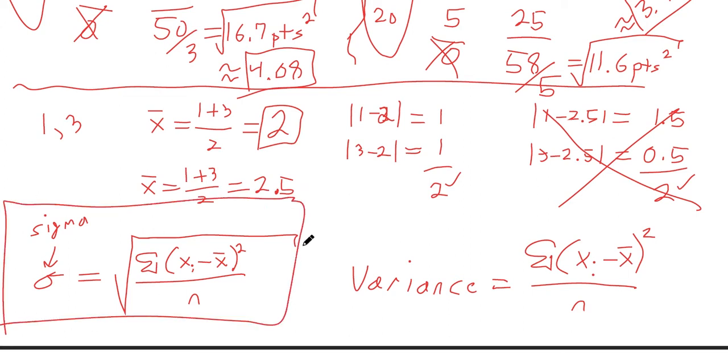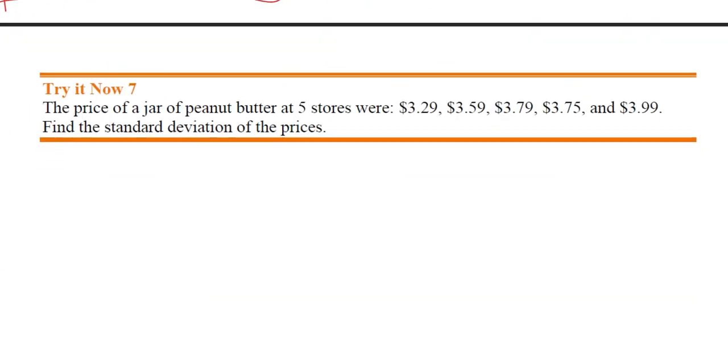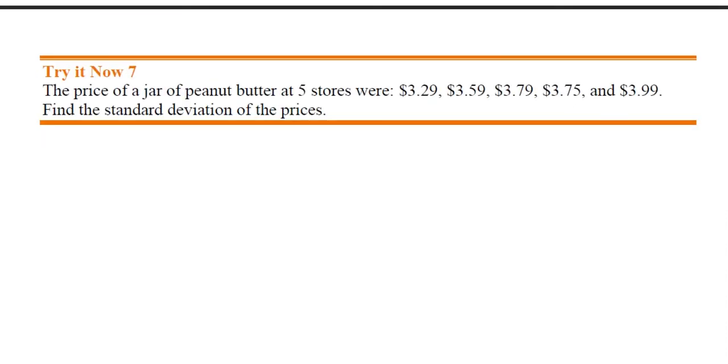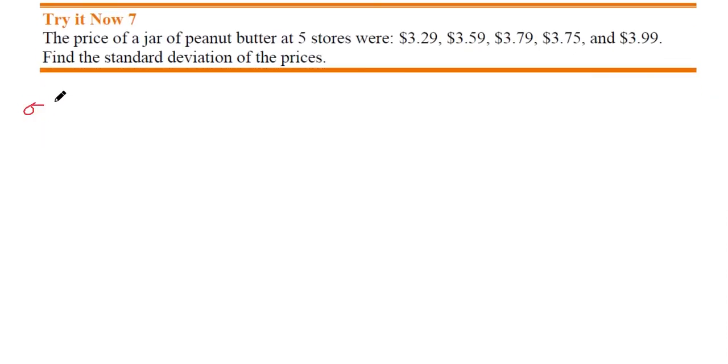I will say, though, for our cases, we're only going to work with standard deviation for smaller data sets, which brings us to an example. Price of a jar of peanut butter, 5 stores, was these 5 values, and find the standard deviation. Now, we have a few-step process for this, and I'm going to write down the formula for standard deviation again, so I can identify the process that we're going to work through here. All right, so the formula is the square root of the sum of all my values minus the mean squared divided by n.